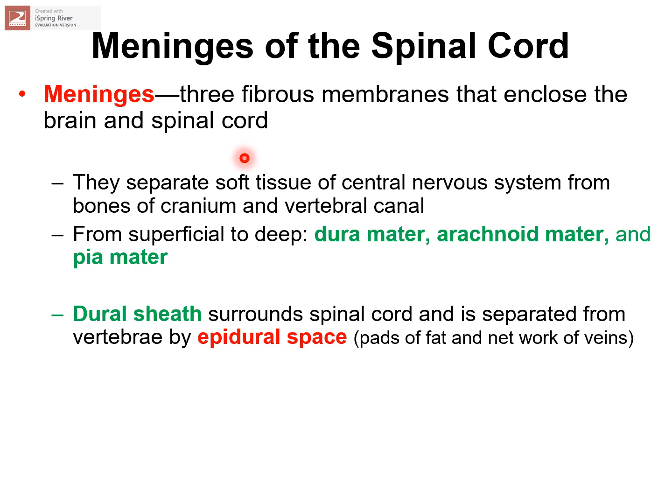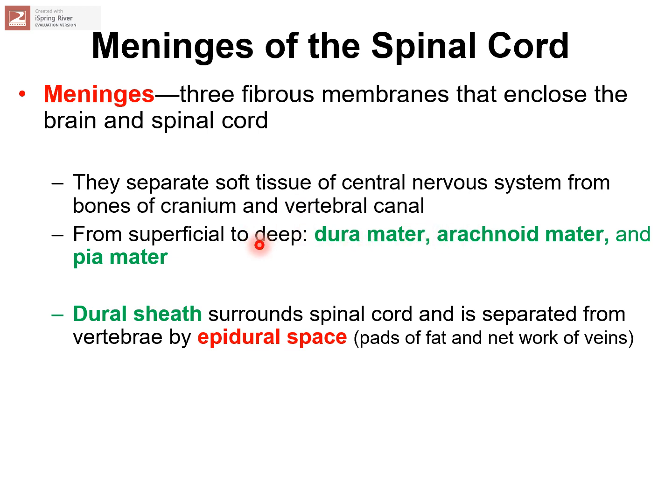So, like I said, the spinal cord is protected by a really hard bone, which is the vertebrae. And inside the vertebrae, the spinal cord again has a secondary layer of protection, which is the meninges. The meninges is three layers of protection around the brain and the spinal cord. They separate the soft tissue of the central nervous system from the cranium and the vertebral canal. And the most superficial layer of the spinal cord meninges is the dura mater. And then you have the arachnoid mater and pia mater.